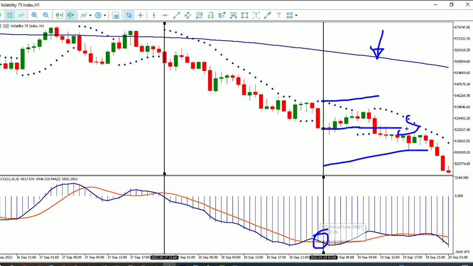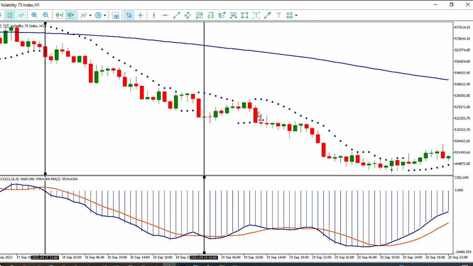So this was going to be a sell position, and then you put your stop loss there, and then you put your take profits down below at this point right there. So you are going to profit again on this trade. Let's keep moving, and I'll show you another example.